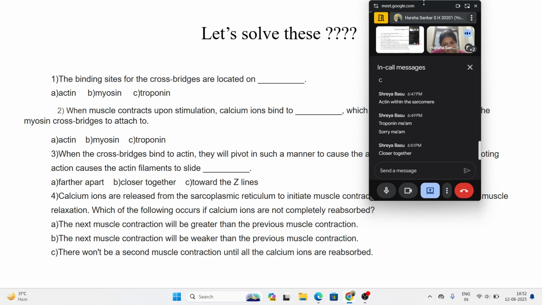If there is an abundant amount of calcium ions still present, then in that case what will happen? A, B, or C? What is the correct answer?